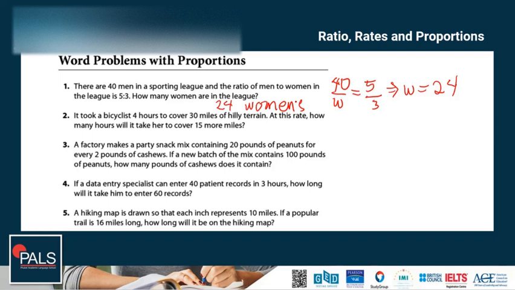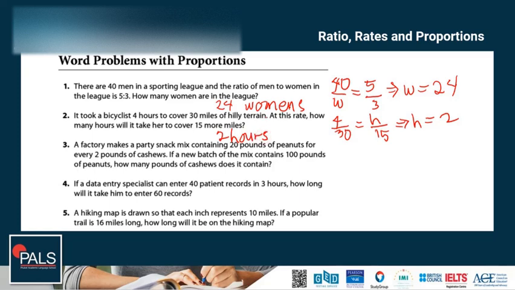Number 2, 4/30 is equal to h/15. h is equal to 2. So it means it will take 2 hours to cover 15 miles.